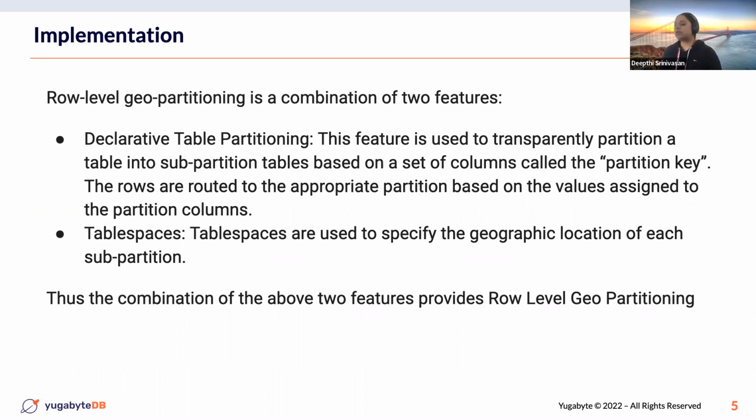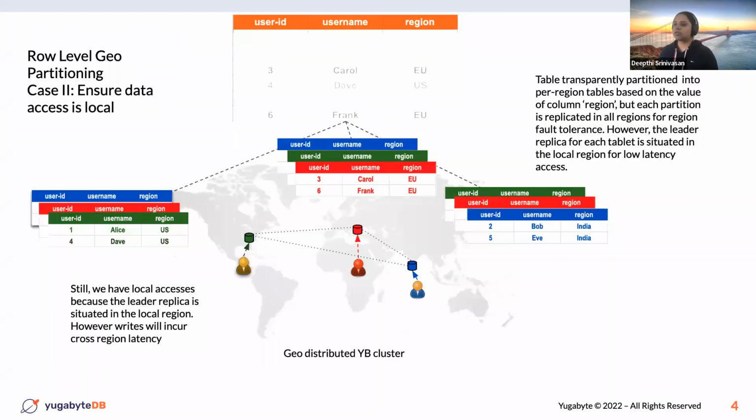So we can think of row level geo-partitioning as two features. One is table partitioning. Table partitioning is what we used here to say that I have a single partitioned table and split this partitioned table into three tables based on the value of the region column. So that's all table partitioning. That helps us explain how we want to split one table into multiple tables.